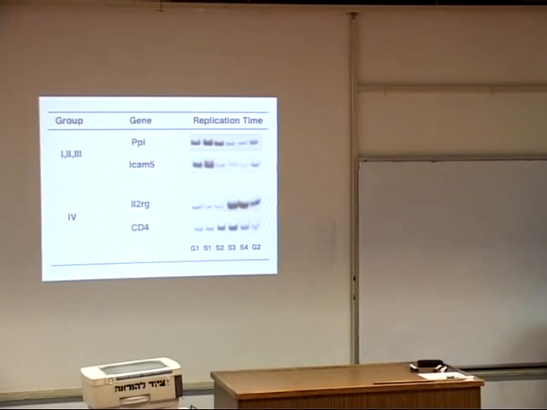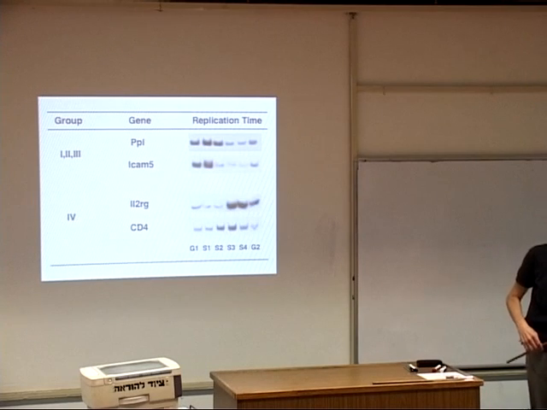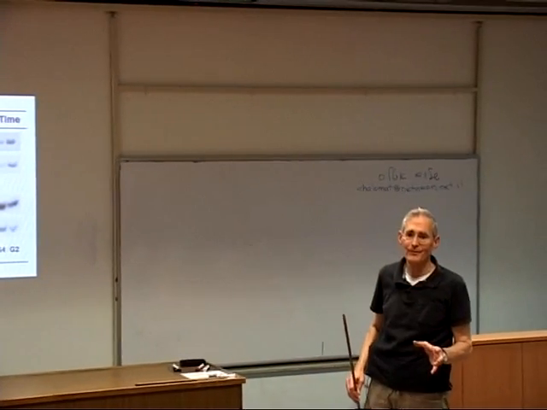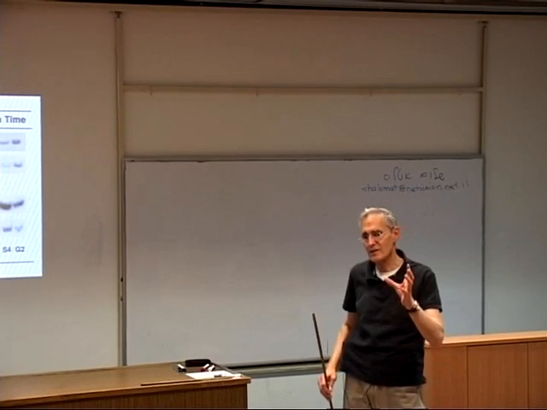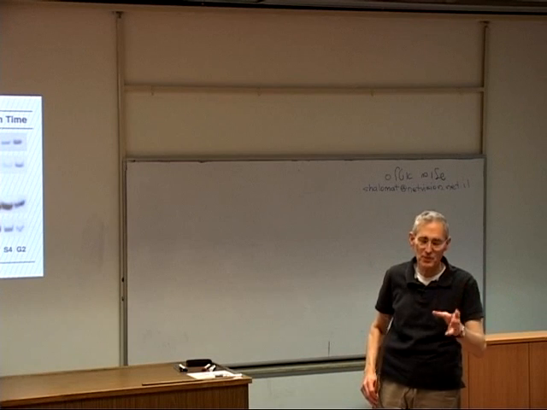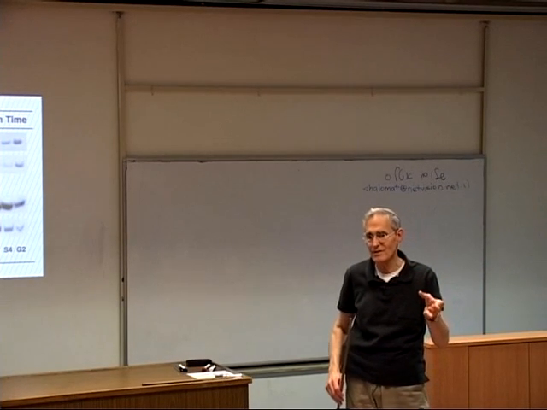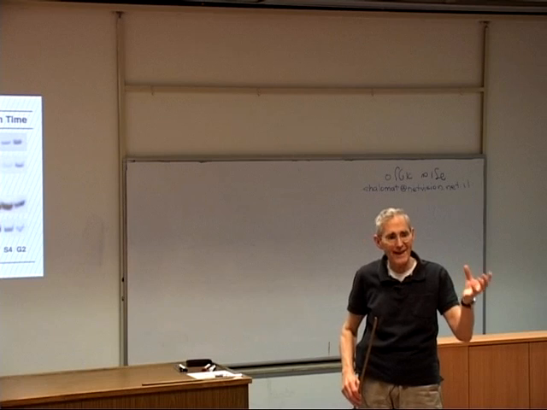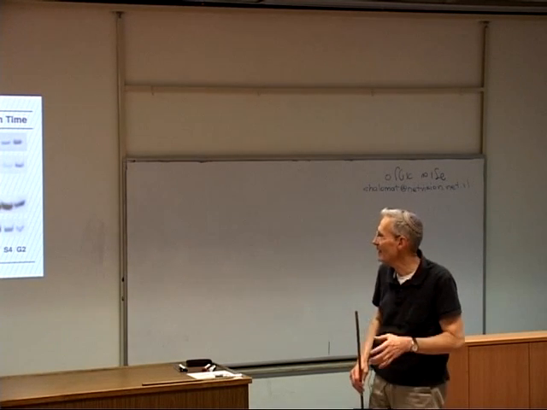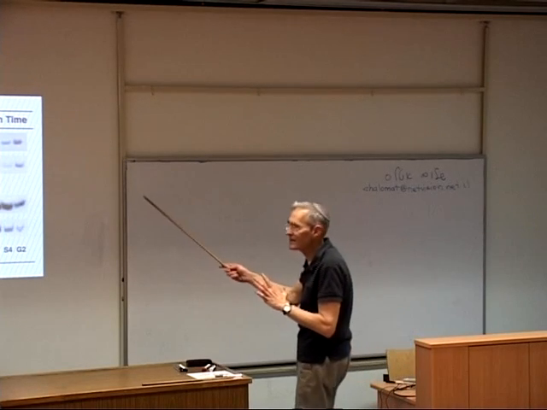Now, you can also measure replication timing. You can also measure replication timing of a particular gene. I mentioned that there's a correlation between replication timing and gene expression. Early replicating genes tend to be active. Inactive genes tend to be late replicating. And it came out of studies like this.